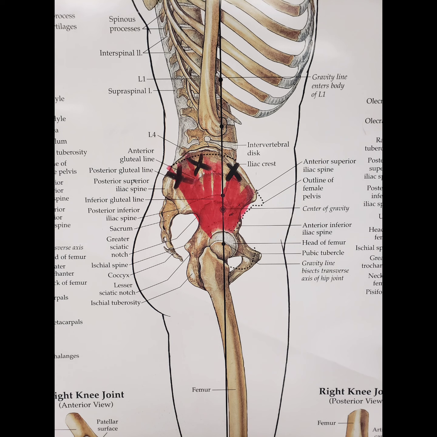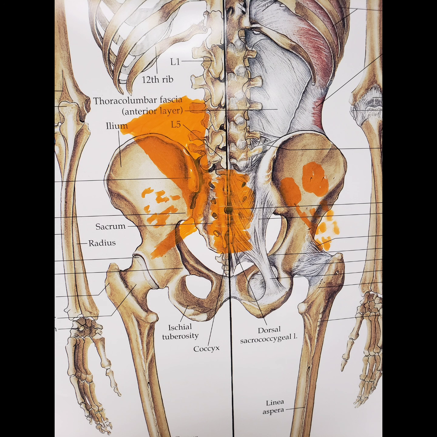Here we have glute medius with trigger points located along its proximal attachment at the iliac crest. We'll see, unlike a glute minimus, that there are no trigger points along the attachment at the greater trochanter. Here we see the pain referrals for glute medius.